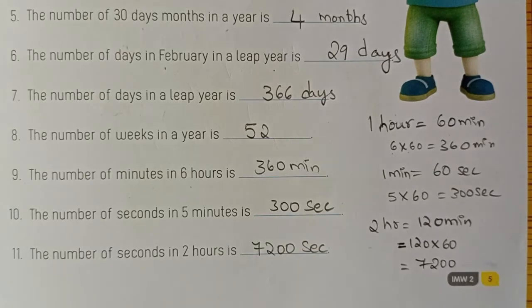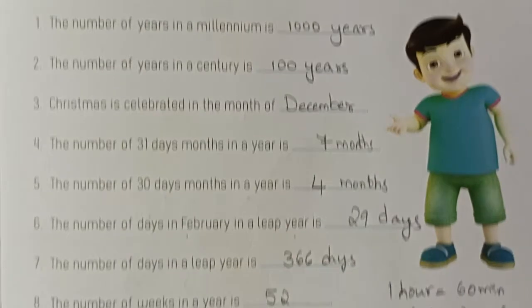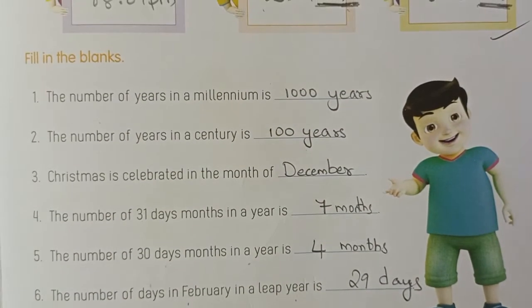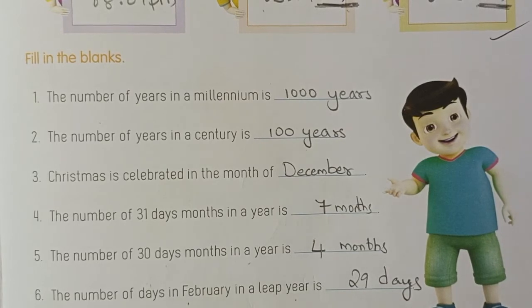Now I'm reading from the first blank onwards. Number of years in a millennium is 1,000 years. Next one, number of years in a century is 100 years.